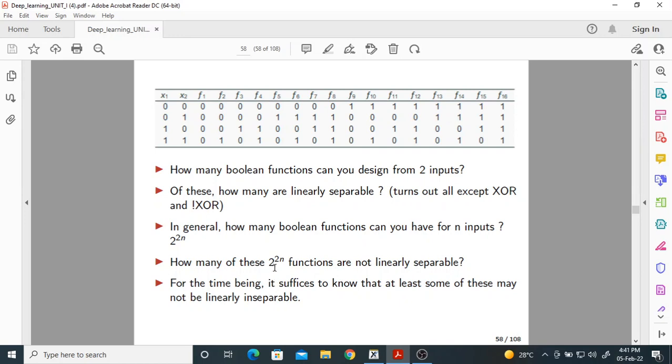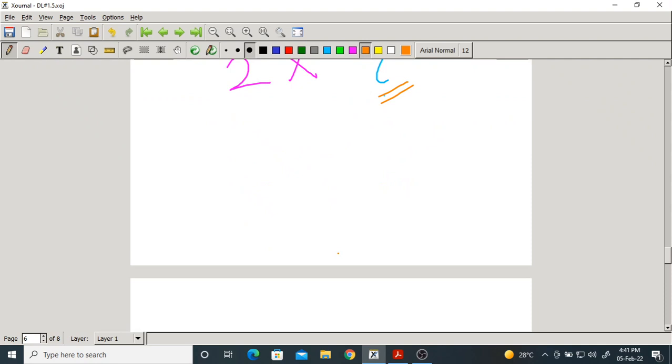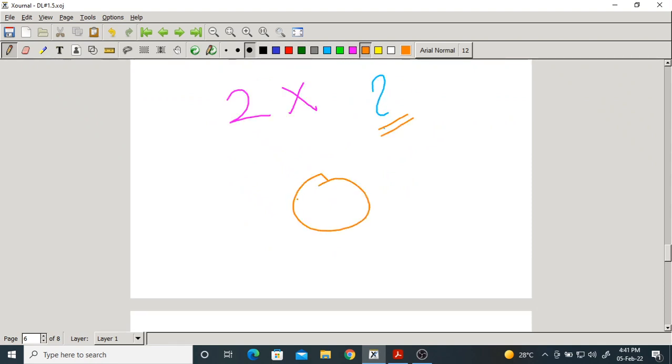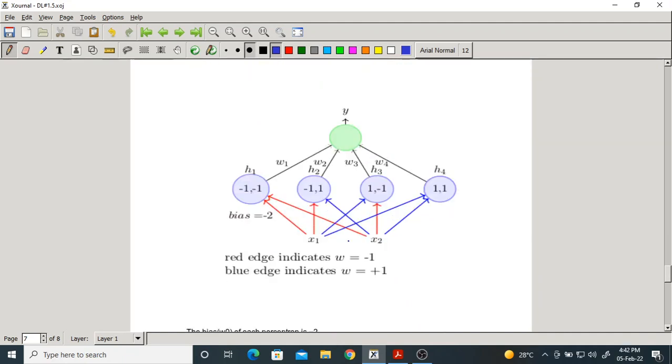Now this is the network of perceptrons. We will see how to implement a Boolean function using a network of perceptrons. Till now we have dealt with only a single perceptron, something like this we have drawn. It has two or three inputs and a function, and based on the weighted sum it takes a decision. Now, this is the network of perceptrons.